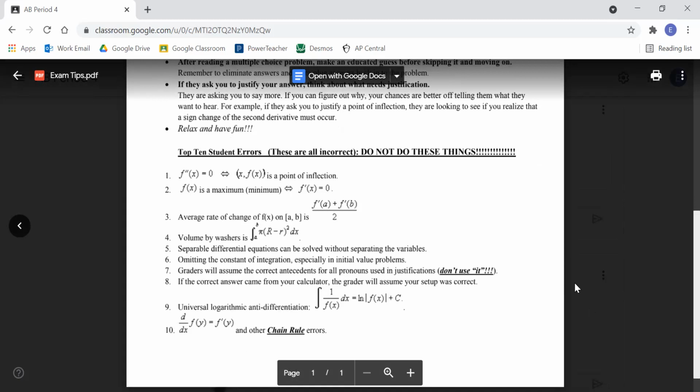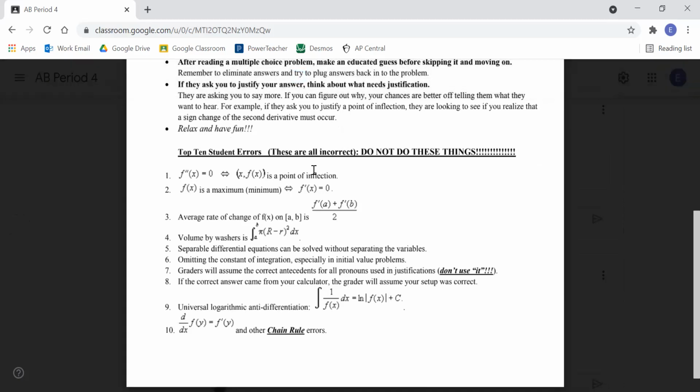But first off, this is what I was just saying, that if f double prime is 0, then it's a point of inflection. No, that is not necessarily true. The sign of the second derivative has to change, right? And the same with f has a max or min when f prime is 0. No, the sign of the derivative has to change.